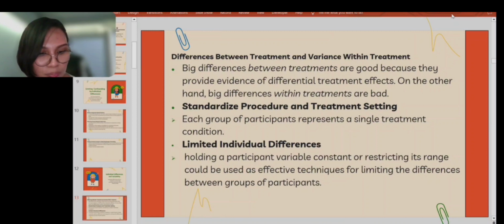So in a mixed group, gender differences, so male versus female, will contribute to variance within the group, unless gender is held constant. So nabanggit na kanina.